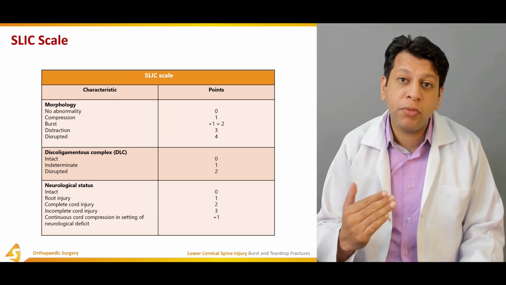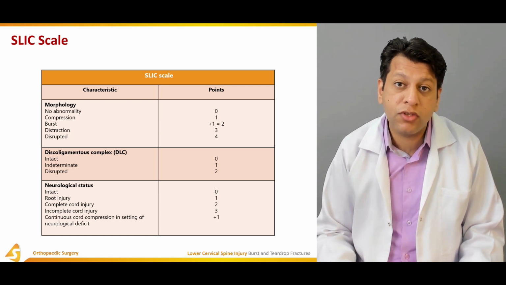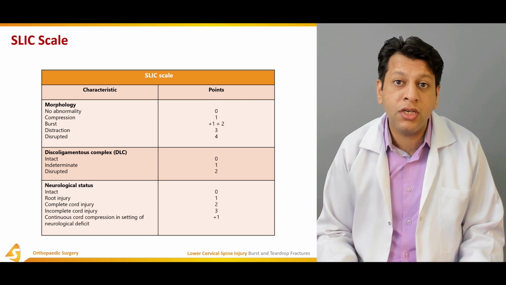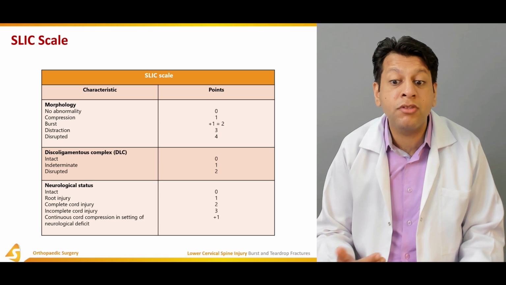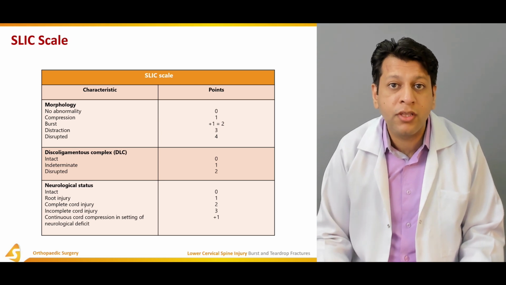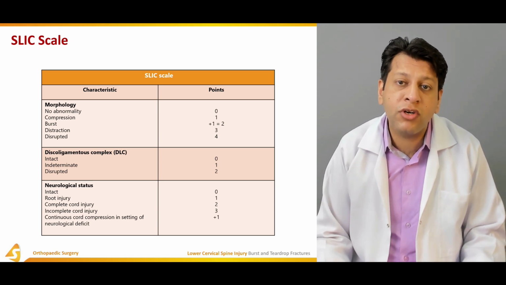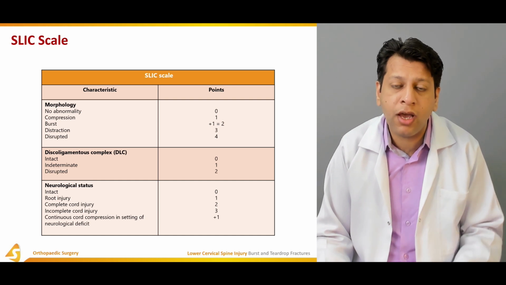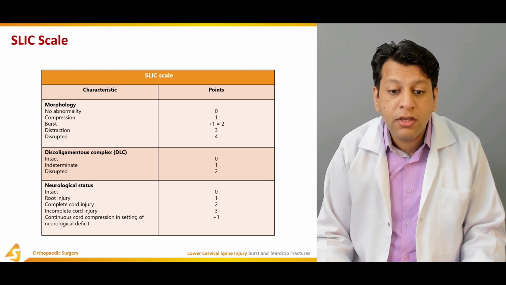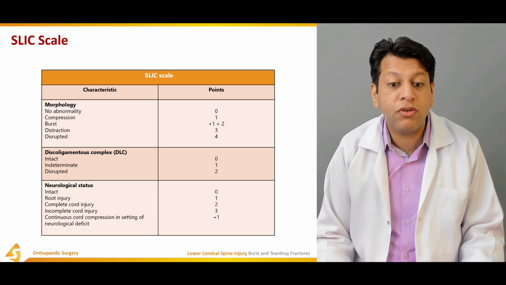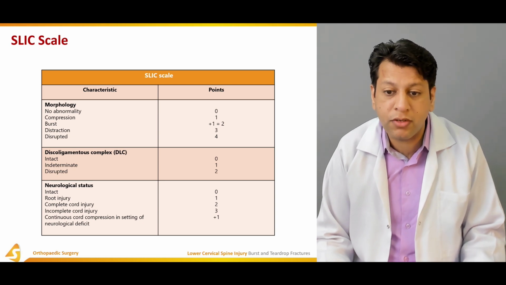So in terms of patient perspective, you can save the spinal cord if it's an incomplete cord injury, and you need to be more aggressive in your treatment. That is why it's been given 3 points rather than 2 points. And complete cord injury is actually given 2 points because whatever the damage is, it has already occurred. You cannot revert it back. And if it's a neurological deficit with continuous cord compression, that will give you +1.